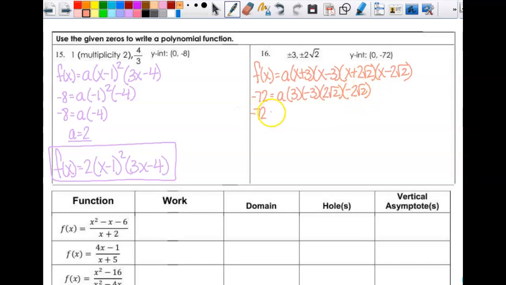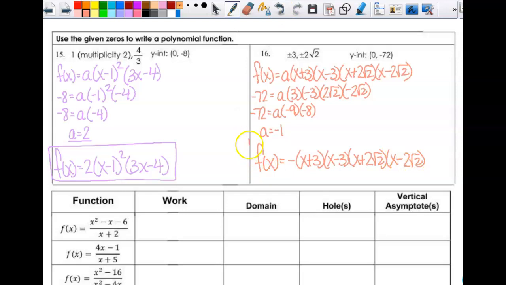So negative 72 equals a times negative 9. 2 square root of 2 times 2 square root of 2 is 8, so that'd be a negative 8. So this will give me a positive 72, so when I divide, a is negative 1. So f of x equals negative x plus 3 times x minus 3 times x plus 2 square roots of 2 times x minus 2 square roots of 2. And there you go.